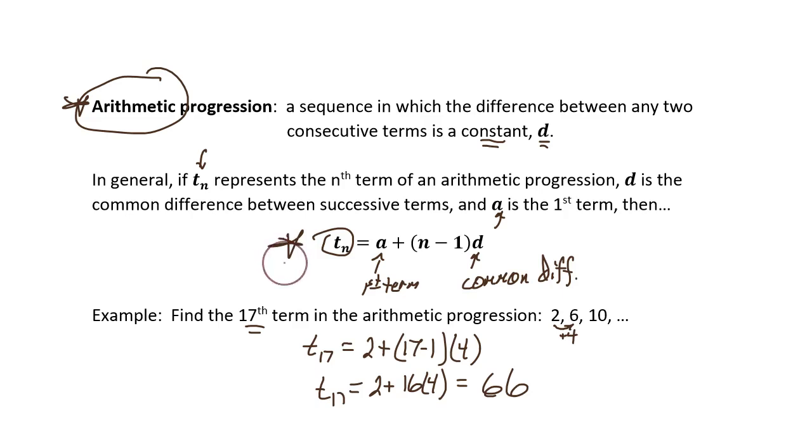The formula that's going to become helpful for you is this one right here. This finds any term that you're interested in if you know the first number in the list and the common difference between terms.